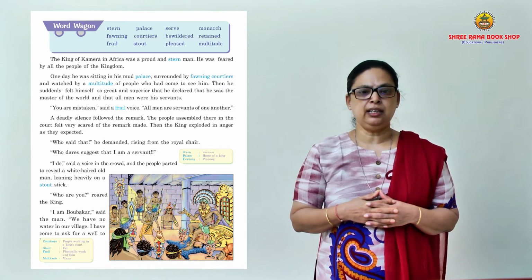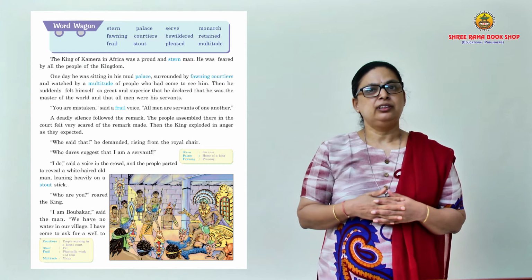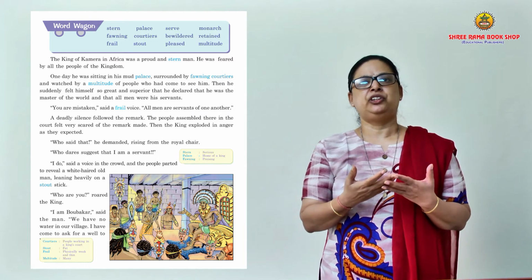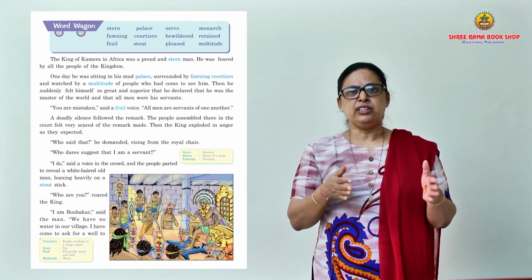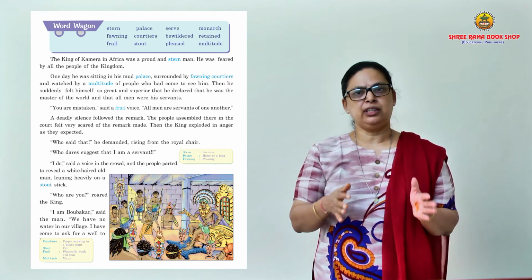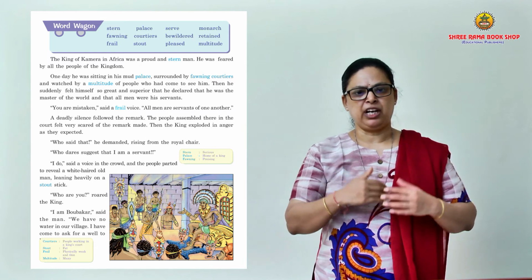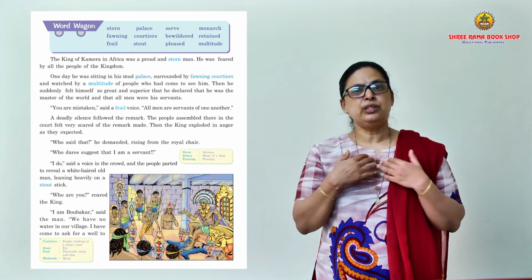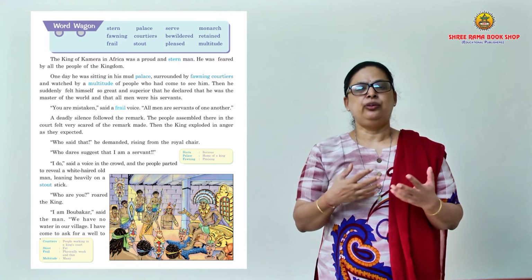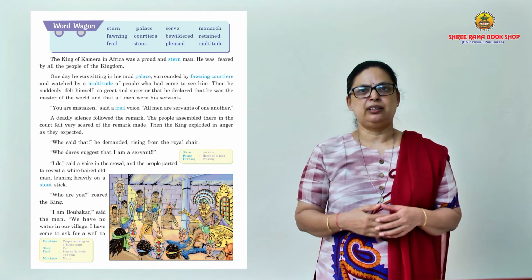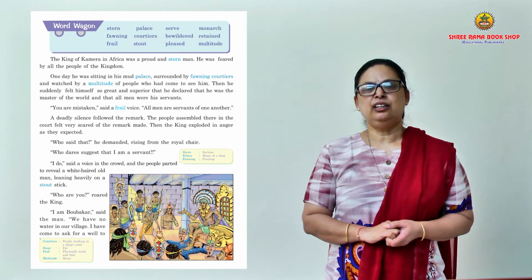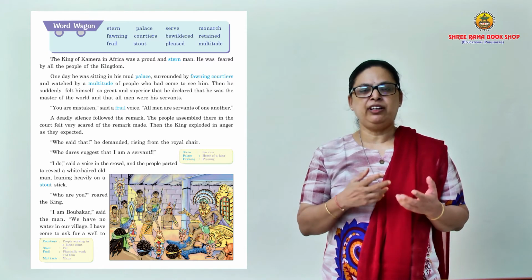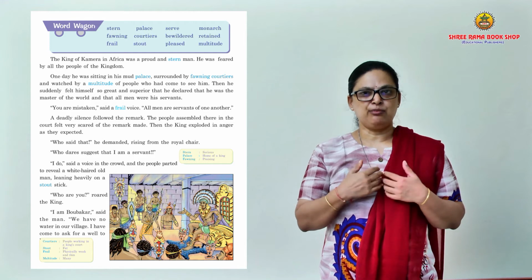Very angrily he said, who said that? So he demanded, who said this? And he rose from his chair. So the king's chair, what is it called? It's called a throne. So he was sitting on that and he got up from that. Who dares suggest that I am a servant? So he said, who is saying that I am a servant? How dare anyone say that I am a servant? So what did the king say? He said, who dare suggest? What is this word suggest? Suggest means giving an idea. Who is giving an idea that I am a servant to you?